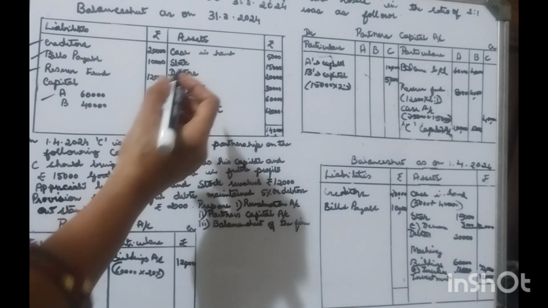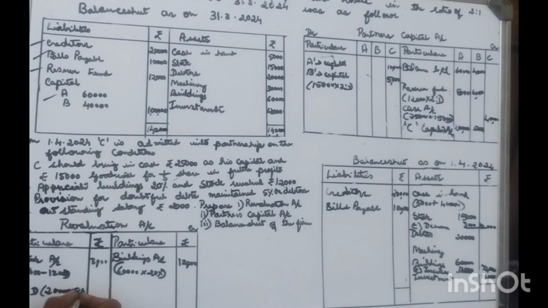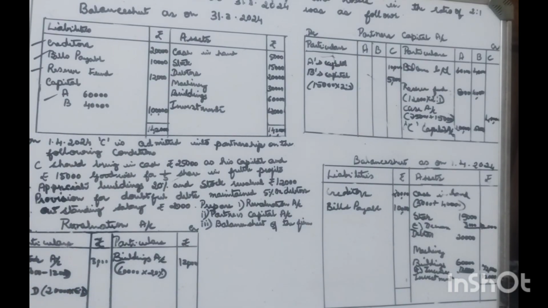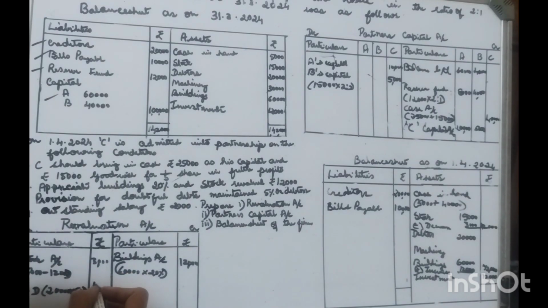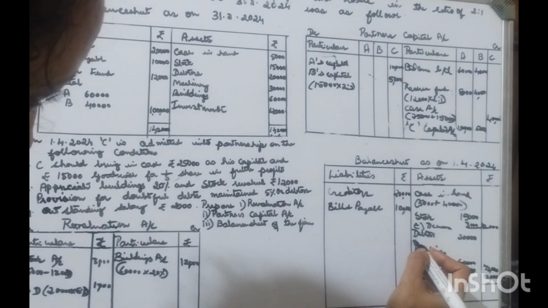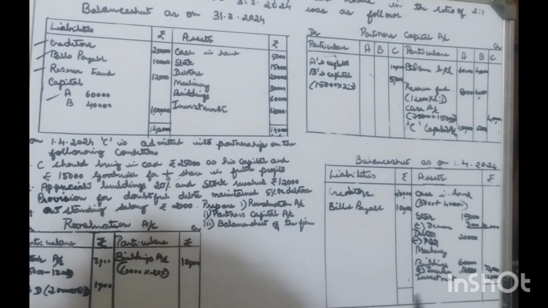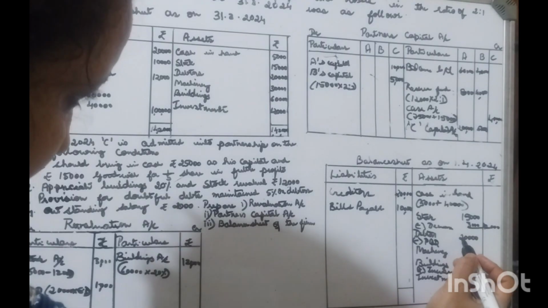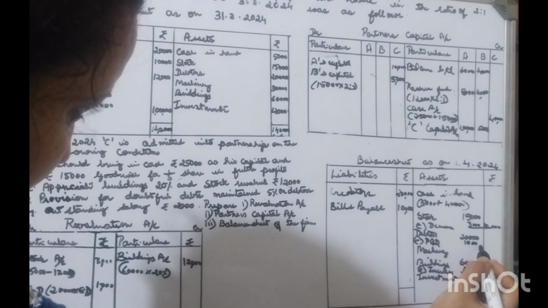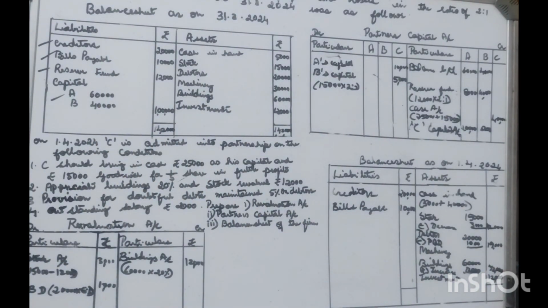So the value of debtors 20,000, on which 5% provision has been created. So the amount will be 20,000 into 5%. So 1,000 is the provision amount. One more entry, it has to be deducted from PBD, has to be deducted from the debtors amount, that is 1,000. So deduct that, 19,000, that appears under the asset side.